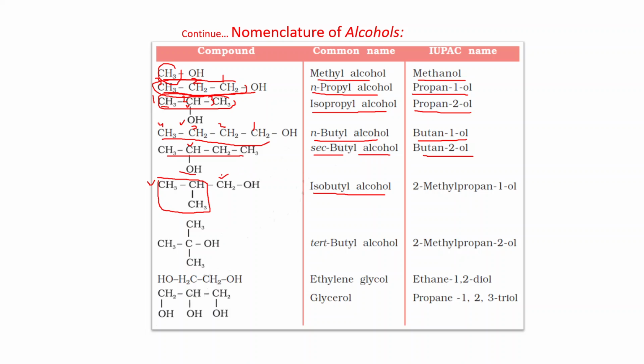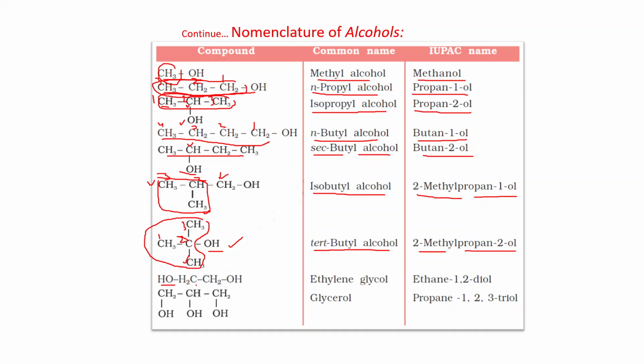The IUPAC name: give the numbering 1, 2 and 3. On the second carbon atom a CH3 group is there. That's why this is 2-methyl propane 1-ol. Now in this case this group is a tertiary butyl group and this OH is attached to this tertiary carbon. That's why this is tertiary butyl alcohol and in the IUPAC name, numbering 1, 2 and 3, at the second carbon atom CH3 and OH are attached. That's why this is 2-methyl propane 2-ol.